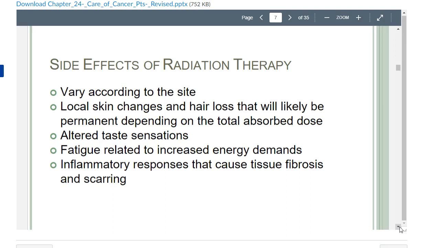So that's things that you got to think about. And of course, inflammatory responses that can cause tissue fibrosis and scarring. And a lot of times, say for instance, if someone's getting radiation for uterine cancer or the colon, maybe later on they might see problems in their life where they might have constipation, or even because of the scarring might actually develop obstruction, okay?